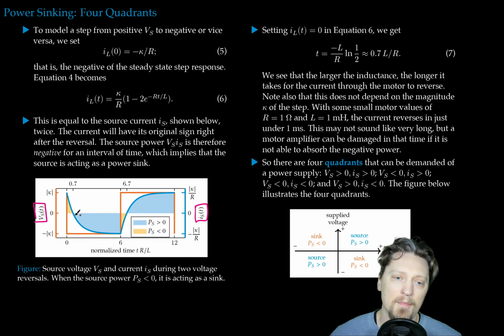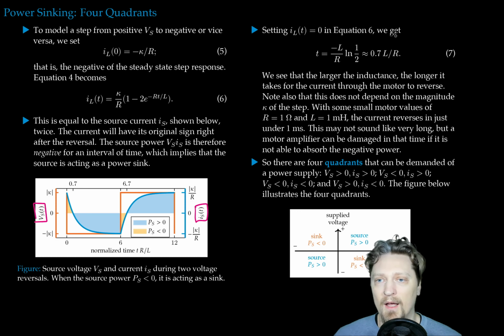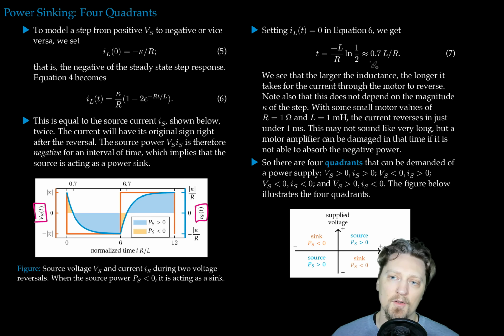Finally, it catches up and the current and the voltage have the same sign, in which case, once again, the supply is supplying power to the circuit. We do another reversal here to see this in action again. Whenever we flip the sign of the voltage and we let the circuit come back to steady state, we'll see this lagging behind current. Setting IL of t equal to 0 in equation 6, we get the time at which this occurs corresponds to about 0.7 times L over R.